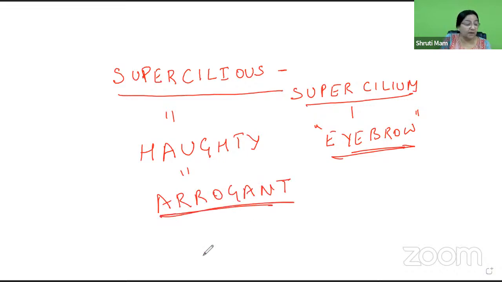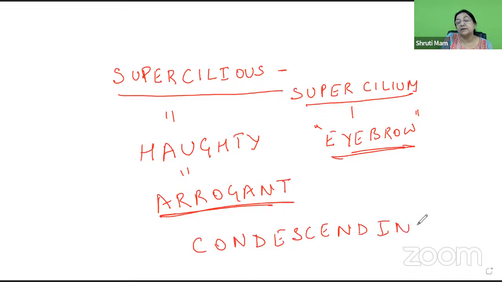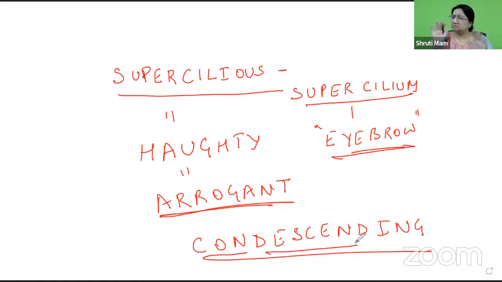Another word that we can keep in mind with this, I'll help you remember this word also, is condescending. This is just a mnemonic technique to remember. This person, because he is having a high eyebrow, he will say, I can't descend. Can't descend. Condescend. There's nothing on the root word here. Can't descend means, I am superior, having superiority.